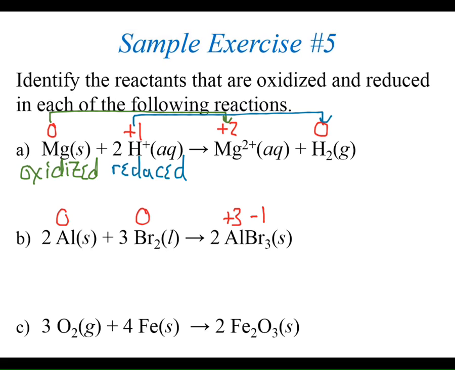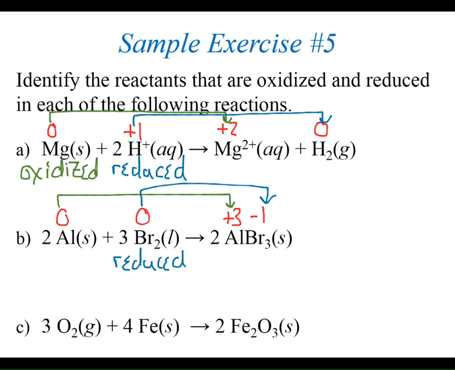Okay, well, let's write a couple little arrows here. So aluminum went from 0 to +3. Bromine went from 0 to -1. So which was oxidized, which was reduced? Which one gained electrons and became more negative? Which one lost electrons and became more positive? Bromine gained electrons, reduced, right? Perfect. Because bromine went from 0 down to -1, so it gained some electrons. And obviously the other one, yeah, go ahead.